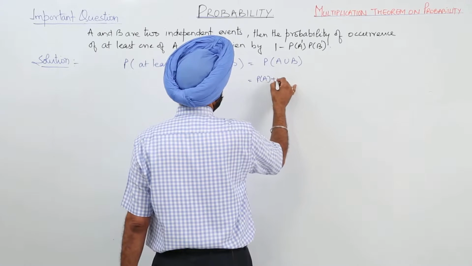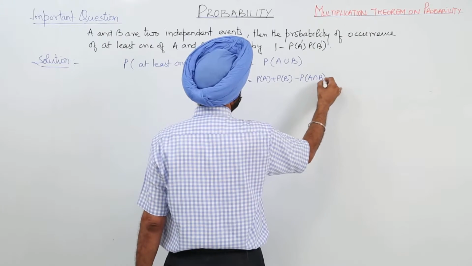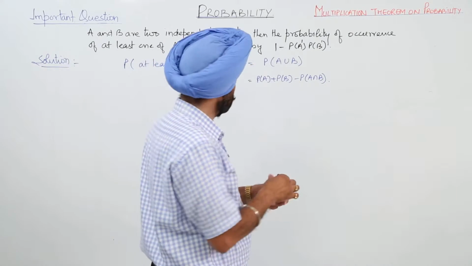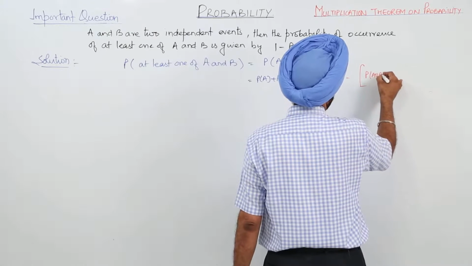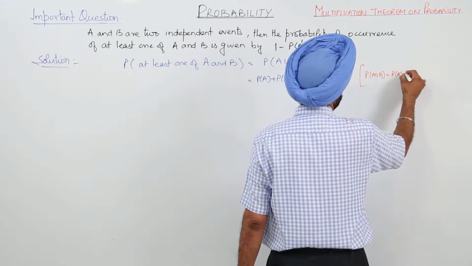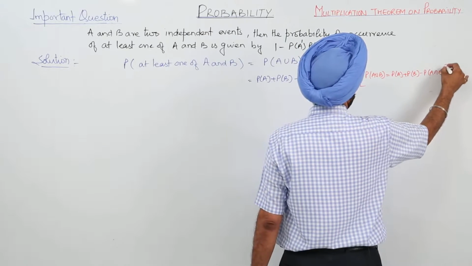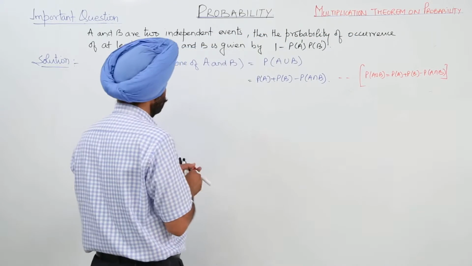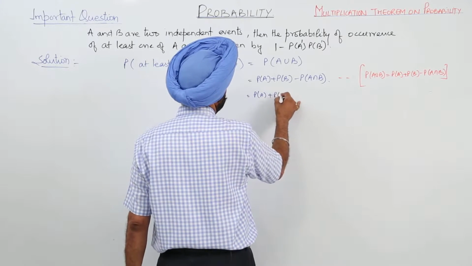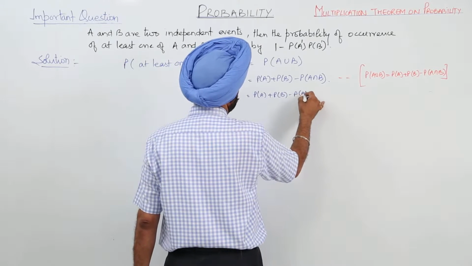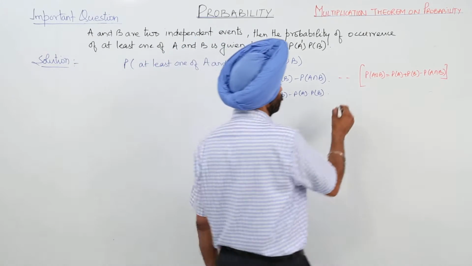Probability of A plus probability for B minus probability for A and B. Probability for A or B is equal to probability of A plus probability of B minus probability of A and B. Probability of A plus probability for B minus probability for A, probability for B. Now, condition what it is?